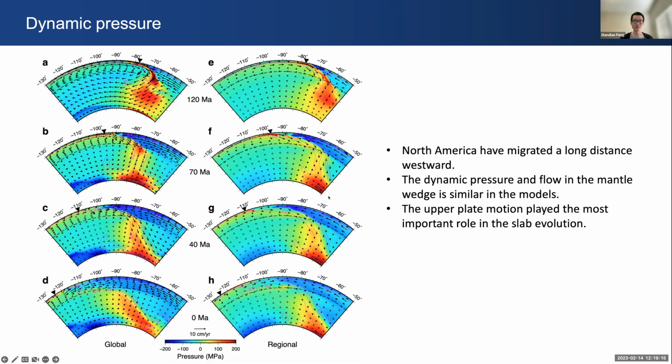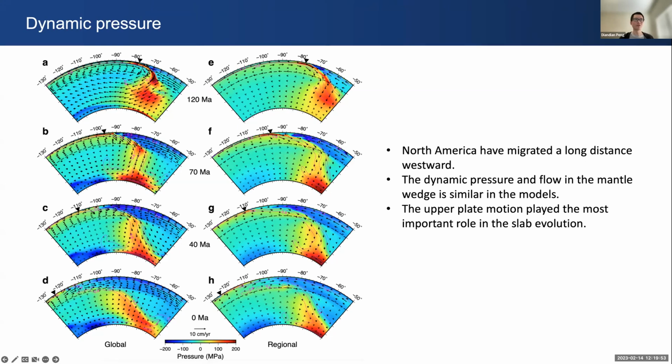And considering the subduction history for North America and East Asia, there's a very important difference. These triangles on the figure show the trench position. We can see the trench is migrating westward at a very large speed. But for East Asia, the trench only migrates a few hundred kilometers. So for North America, the trench retreat is also playing a very important role in the mantle flow.